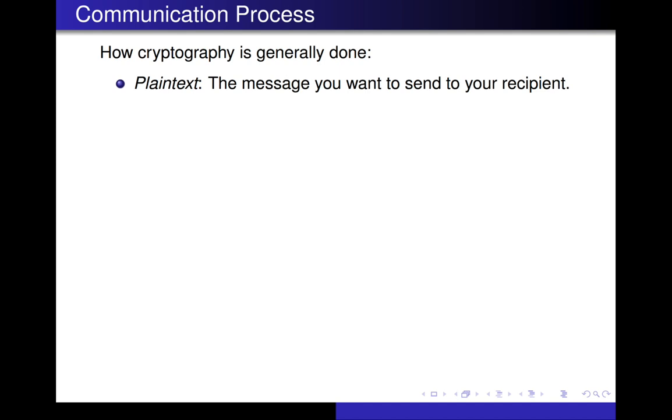So here's the process that we use to do cryptography. First thing is we have something called plain text. And all plain text is, that's the message that you want to send to the person you're sending the message to.